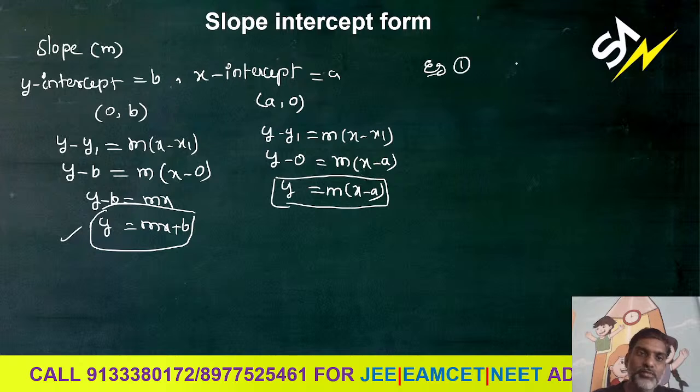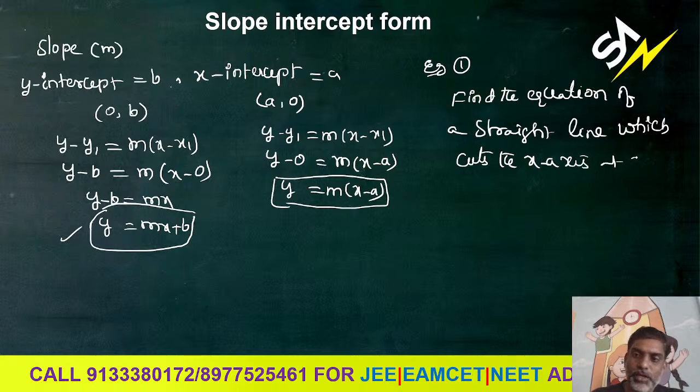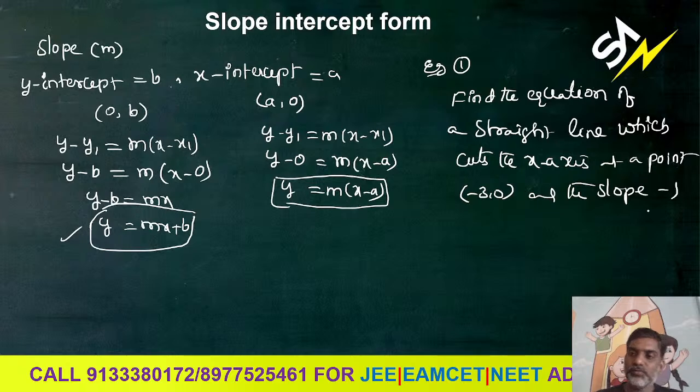First, example number one. Find the equation of a straight line which cuts the x-axis at the point minus 3 comma 0 and the slope is minus 1.